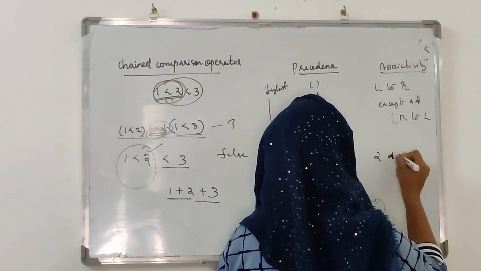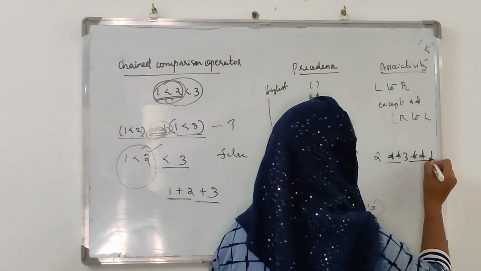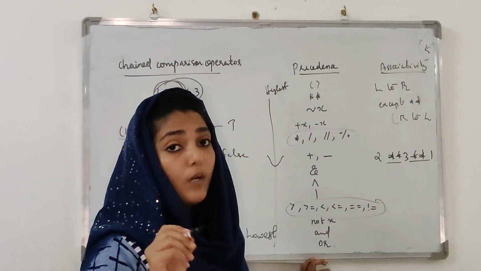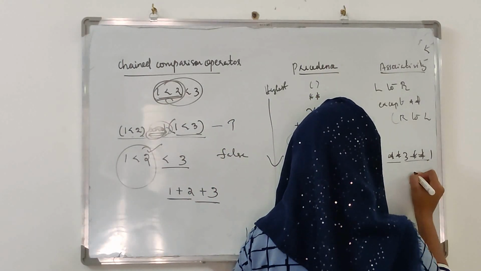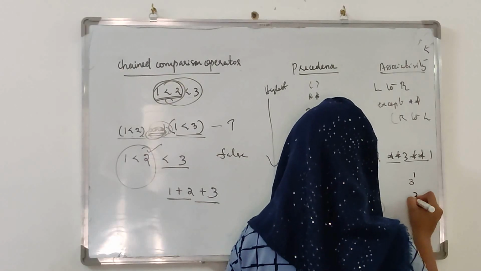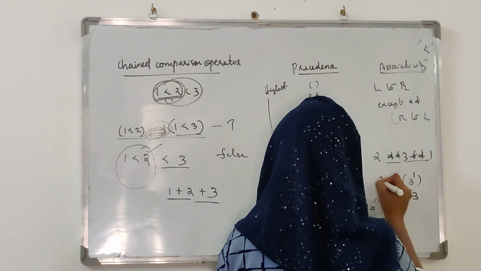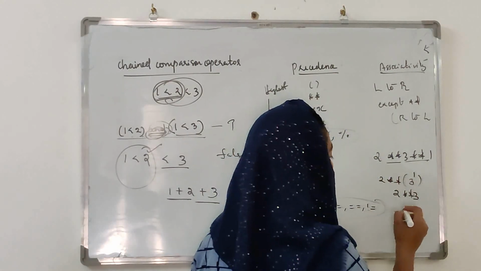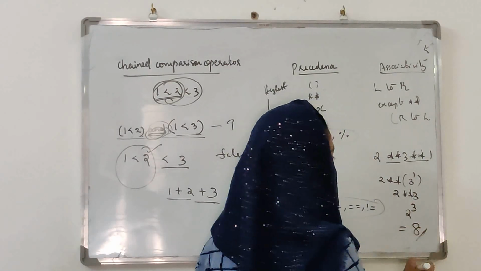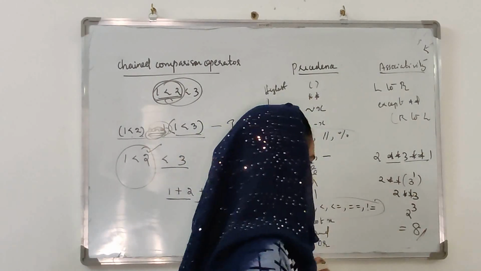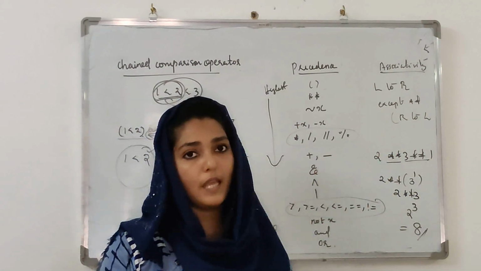Suppose we have a question like this, 2 ** 3 ** 1. This is the exponentiation operator and it is the only operator which is right to left associative. So first of all, you need to find 3 raised to 1. What is 3 raised to 1? It is 3. Then after that only you need to find 2 ** 3. What does it mean? It means 2 raised to 3. So our final answer will be 8. So the only operator which is right to left associative is exponentiation.